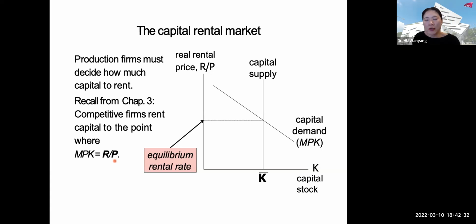The cost of capital is the real rental price. So this is a basic idea. It's like the firm production decision. Basically, the firm will produce until the last unit of the product, where the revenue from the last unit, which is the market price, equals the cost.